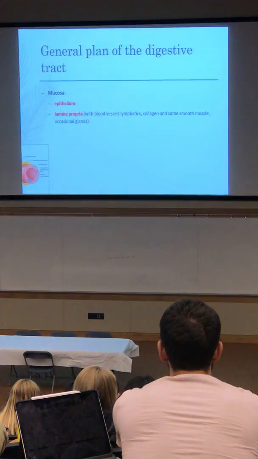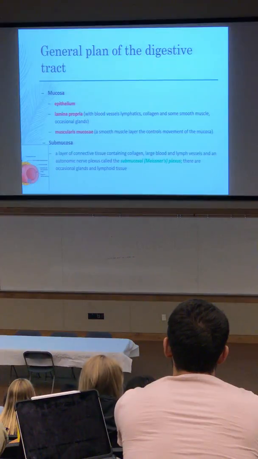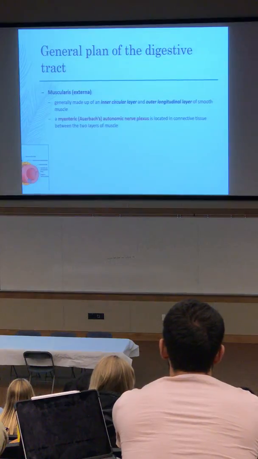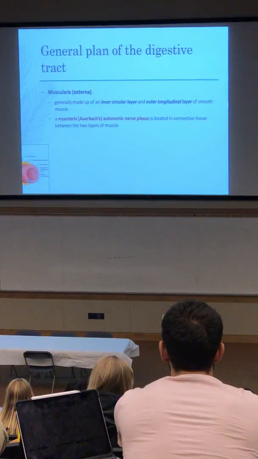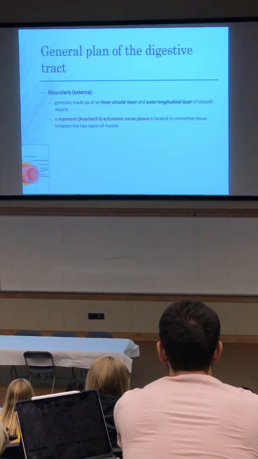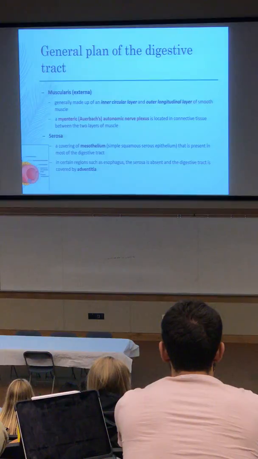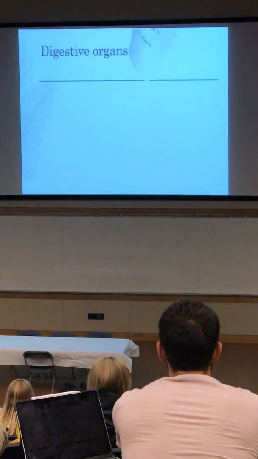So mucosa is epithelium plus lamina propria plus muscularis mucosae, as we said before. And then there's a submucosa, which contains the submucosal plexus, also known as Meissner's plexus. And then we have the muscularis externa, which is made up of an inner circular layer, an outer longitudinal layer, and the myenteric or Auerbach's plexus in between those two layers. And that's made up of nerves that stimulate contraction of those muscles. And then the serosa, which is mesothelium, and that's going to cover most of the digestive tract, but places that don't have a serosa will have an adventitia instead. So that's the general overview.